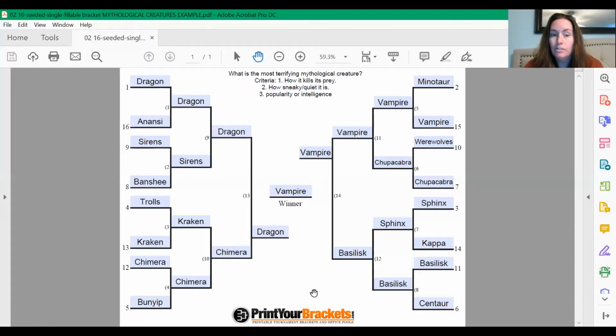Okay, outside 2 columns. So dragon, Anansi, sirens, banshee, trolls, the kraken, Chimaira, Bunyip, Minotaur, vampire, werewolves, chupacabra, sphinx, kappa, basilisk, and centaur. Okay, so I put them all in there, and then I said, okay, what specifically am I deciding about those mythological creatures?